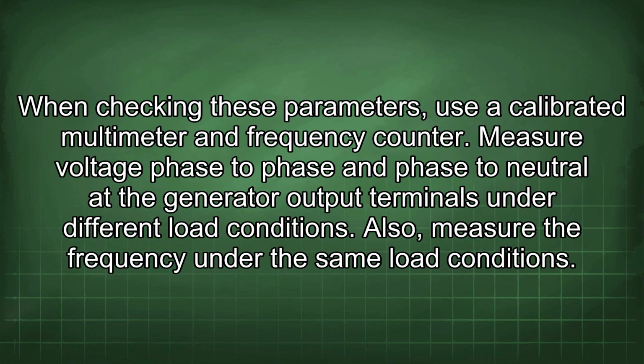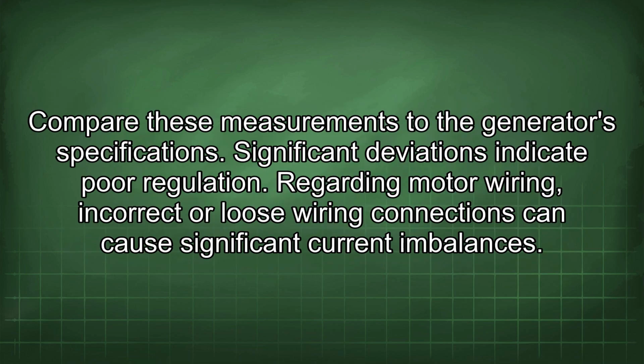When checking these parameters, use a calibrated multimeter and frequency counter. Measure voltage phase to phase and phase to neutral at the generator output terminals under different load conditions. Also, measure the frequency under the same load conditions. Compare these measurements to the generator's specifications. Significant deviations indicate poor regulation.